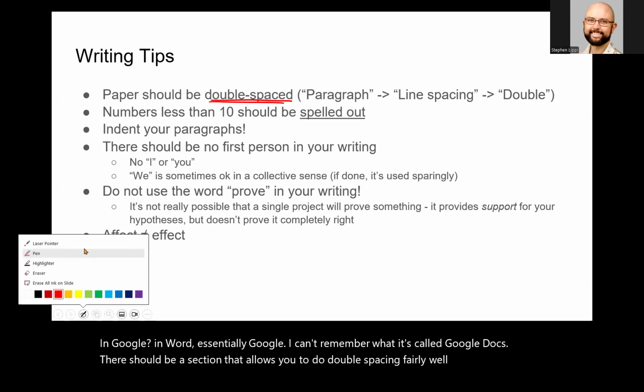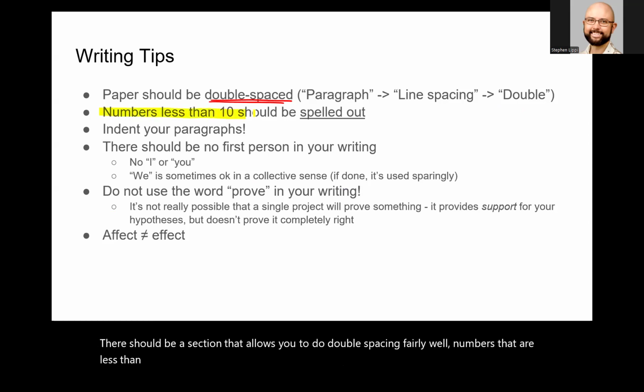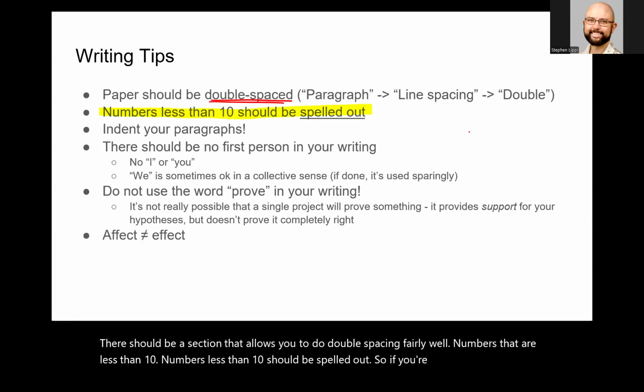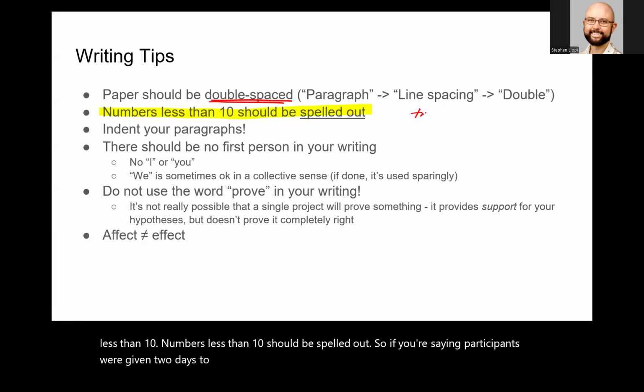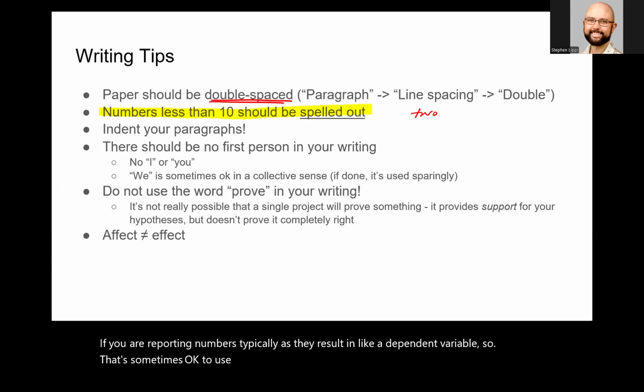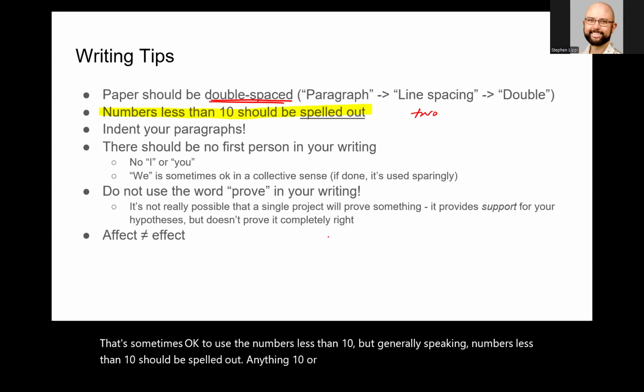Numbers that are less than 10. Numbers less than 10 should be spelled out. So if you're saying participants were given two days to complete this assignment, it is spelled out, two, okay? If you are reporting numbers, typically as they result in like a dependent variable, that's sometimes okay to use the numbers less than 10, but generally speaking, numbers less than 10 should be spelled out. Anything 10 or greater can be used as a number.